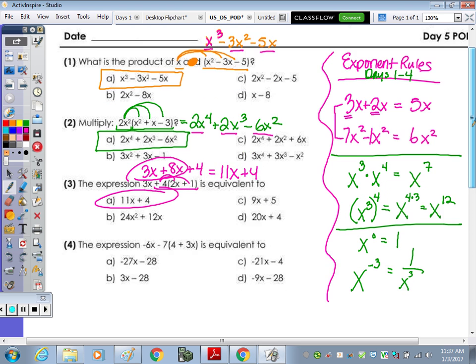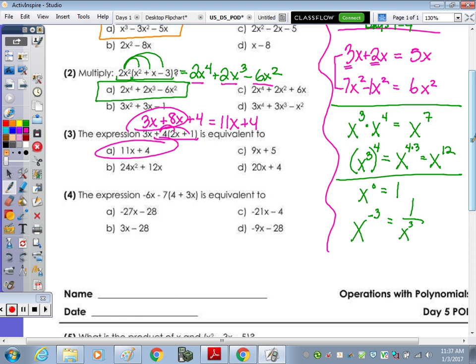Number 4 to finish, we're going to do the same thing as we have subtraction and multiplication. So I'm going to rewrite the negative 6x and distribute that negative through. Negative 7 times 4 is a negative 28. Negative 7 times 3x is a negative 21x. So here we can combine our like terms, which are the x terms, and in standard form they would be written first. So negative 6 minus 21 is a negative 27x, and then minus 28. So the answer is A again.